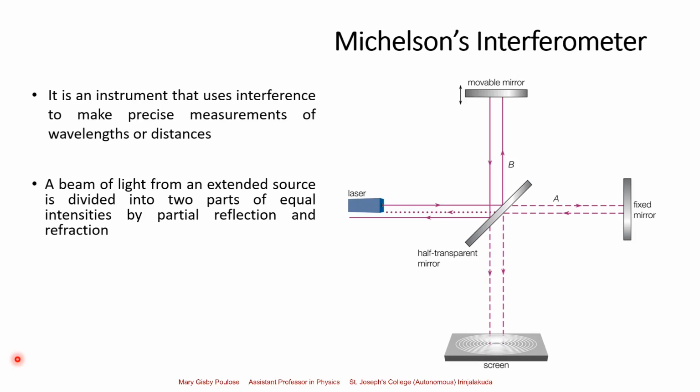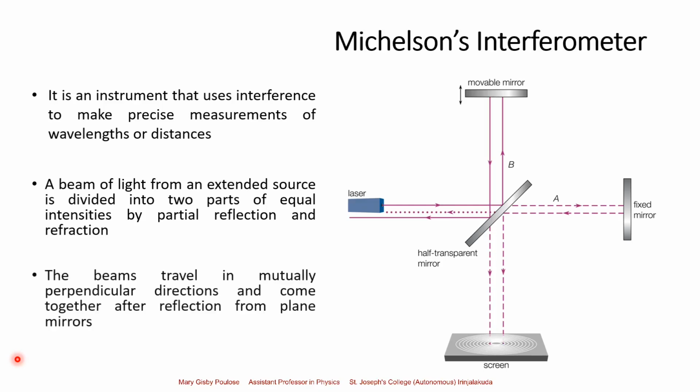A beam of light from an extended source is divided into two paths of equal intensities by partial reflection and refraction. The beams travel in mutually perpendicular directions and come together after reflection from the plane mirrors.